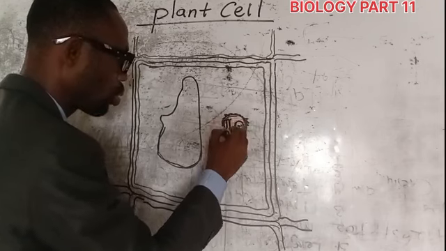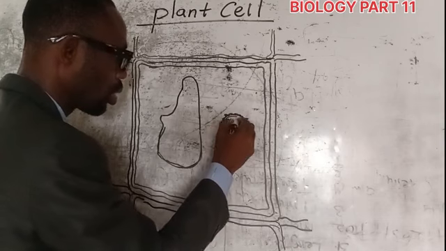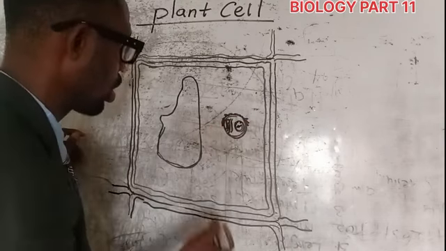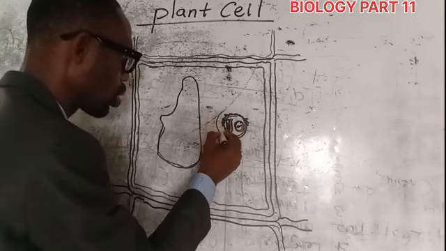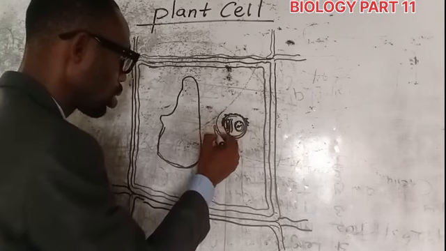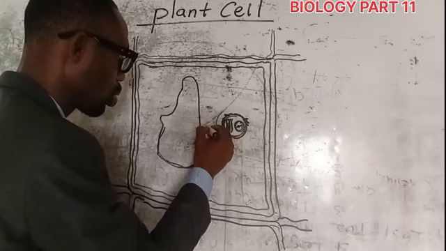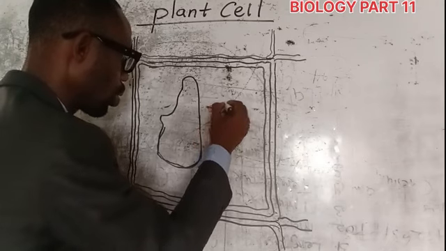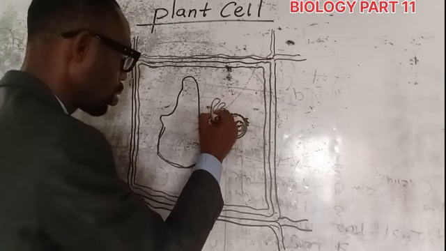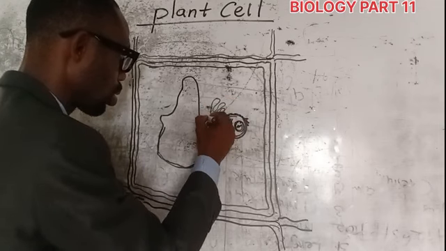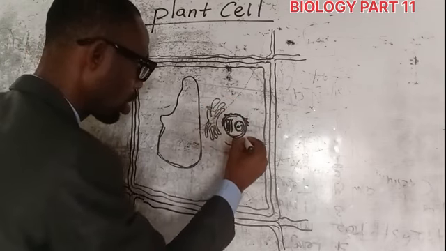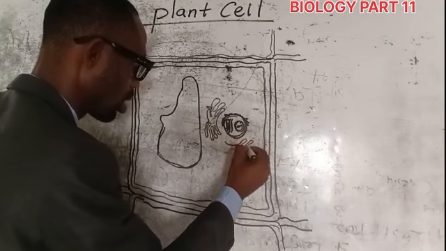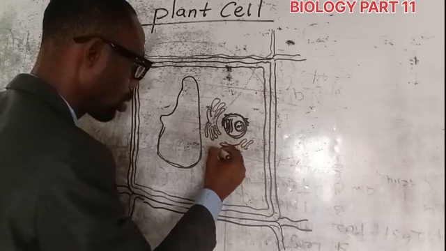Then here you have what we call your chromatin granules. Okay? Then around there you have some structures. Around here. These structures are endoplasmic reticulum. Okay? Just follow me. Okay? Then you have another one here again. Something like that. Still endoplasmic reticulum.